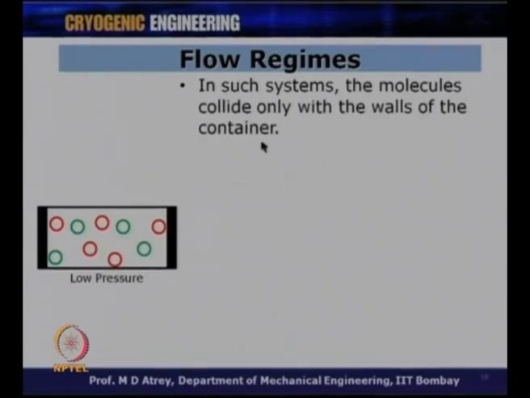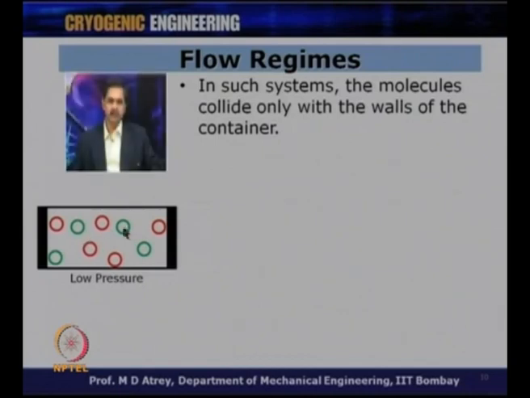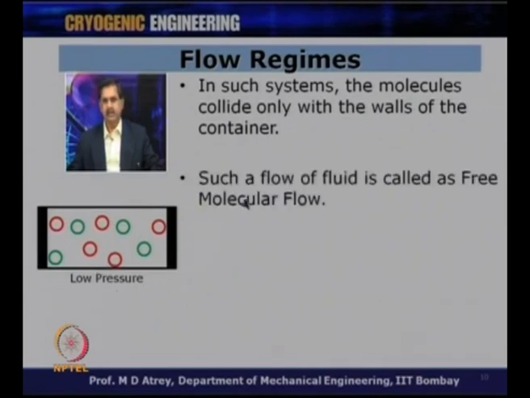In such a system, molecules collide only with the walls of the container, and they will never collide with the molecules themselves. So, molecule-to-molecule collision will be rare as the pressure goes down, as we go to lower pressures. Such a flow of fluid is called free molecular flow. So, now we are talking about a free molecular zone, and this is where vacuum comes into the picture, because normally we deal with such flows in vacuum.